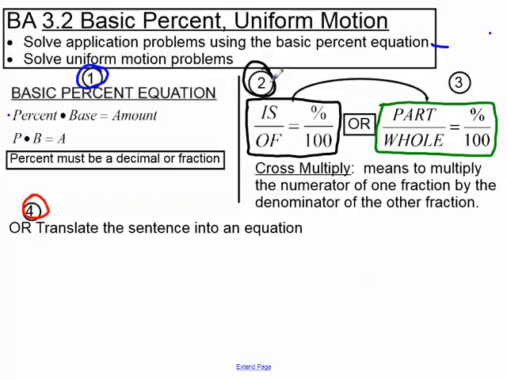Over here, we could also use this black or green number 2 or number 3 equation or setup: is to of as percent is to 100. The percent here is just a descriptive percent, so 50% would be 50 here. Same thing over here: part is to whole equals percent to 100. So either one of the 2 or 3 is a good approach as well.